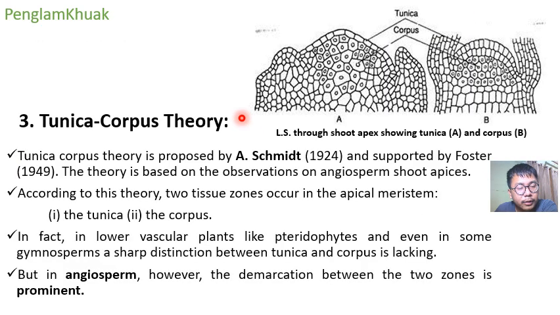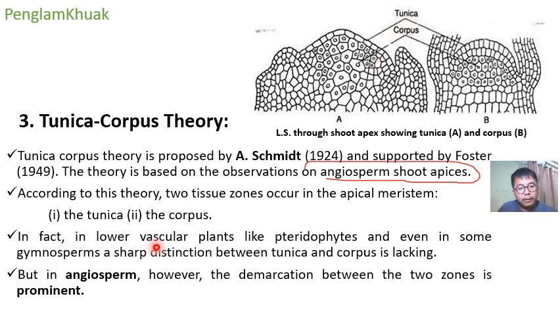The third important theory of the shoot apical meristem is the Tunica-Corpus Theory. This Tunica-Corpus Theory was proposed by A. Schmidt in the year 1924 and further supported by Foster in the year 1949. This theory is based on observation of angiosperms, mostly the angiosperm shoot apex. According to this theory, there are two zones in the apical meristem: the outer layer, that is the tunica, and the inner layer, the corpus.